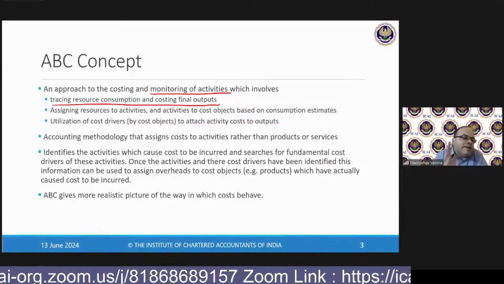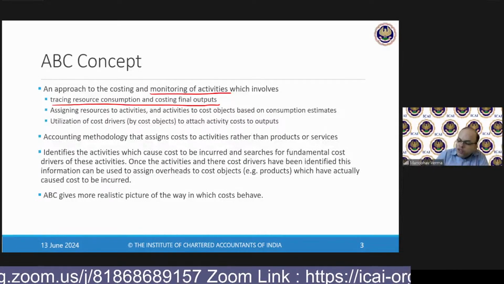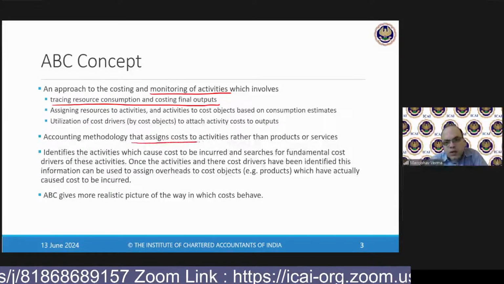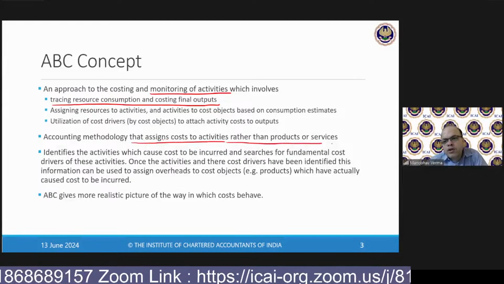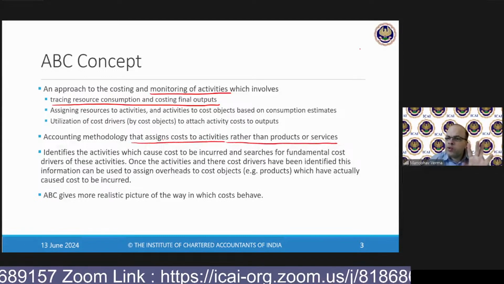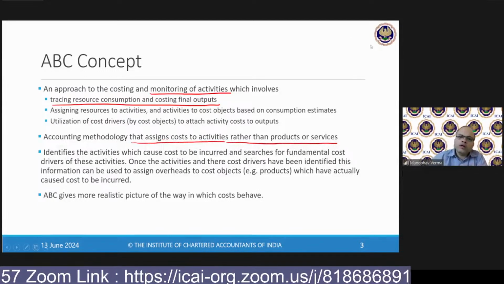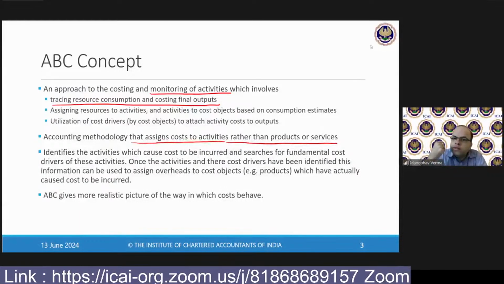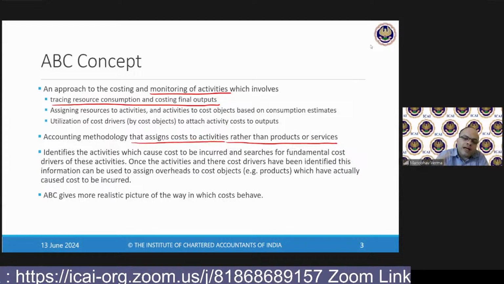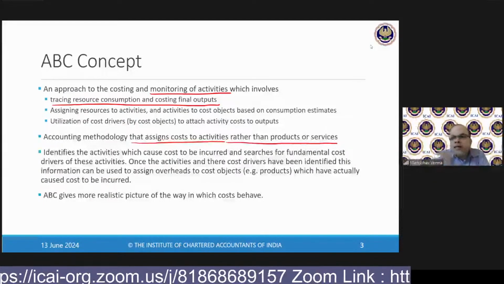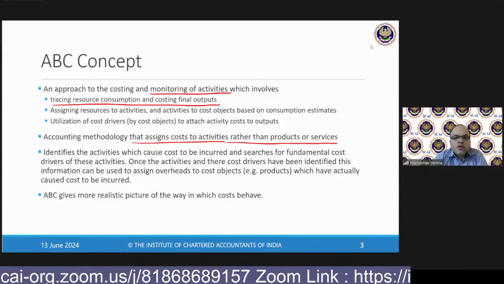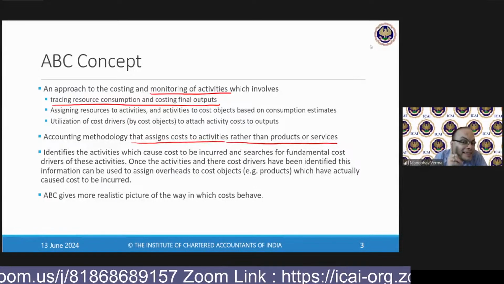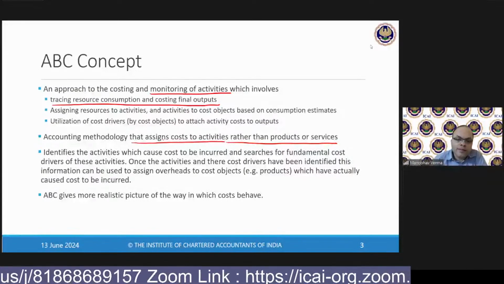So ABC, or activity-based costing, is nothing but an accounting methodology that assigns cost. This is important: it assigns cost to activities rather than products or services. Ultimately, you are costing products only, but we are not directly including these costs based on the traditional volumes. We are assigning these costs to the activities, and then indirectly they are charged to those products which involve these activities. So what is important is to identify the activities here.